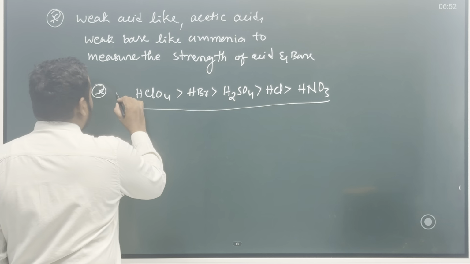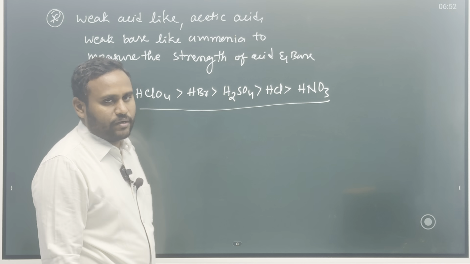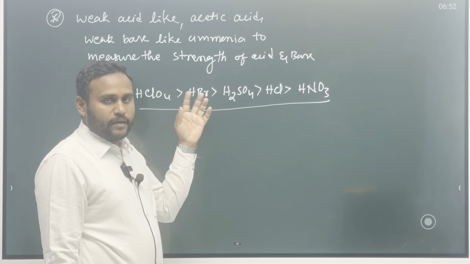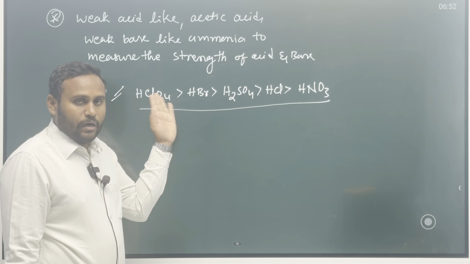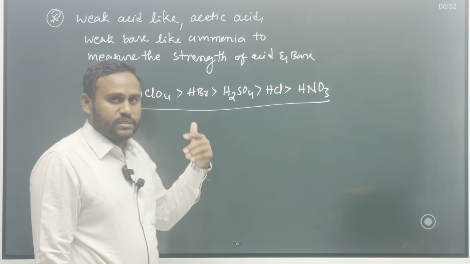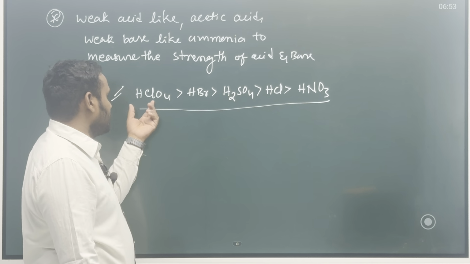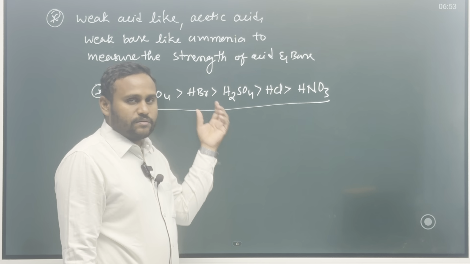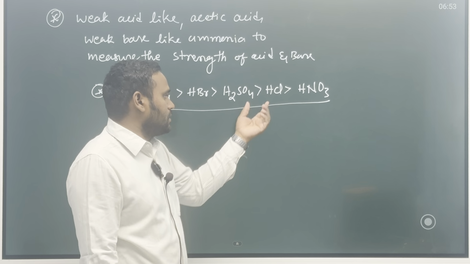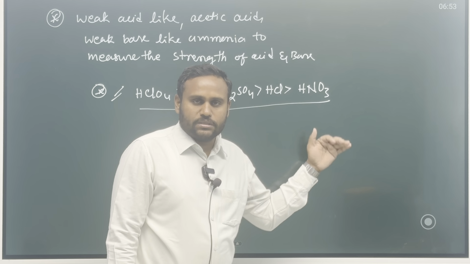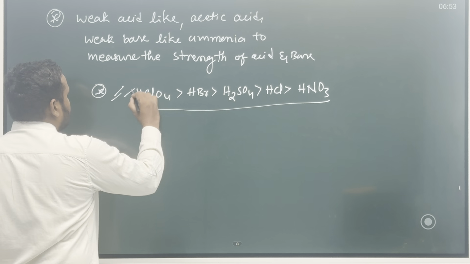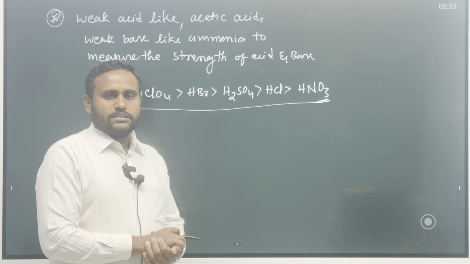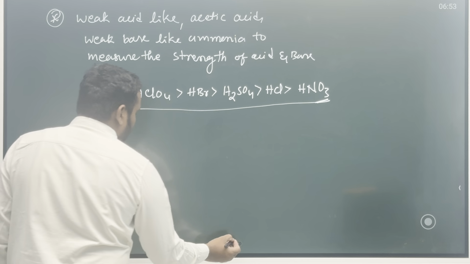In this way, by using glacial acetic acid or ammonia, we can find the strength of acids and bases. When you use acetic acid, these acids dissociate in different percentages. HClO4 dissociates the most, so it is a strong acid. HBr is somewhat less, H2SO4 still less, HCl less, and HNO3 still less. More dissociation, more strength. In this way we find the strength of these acids.